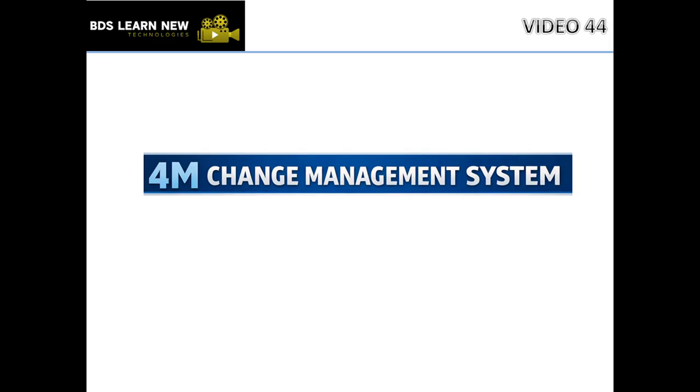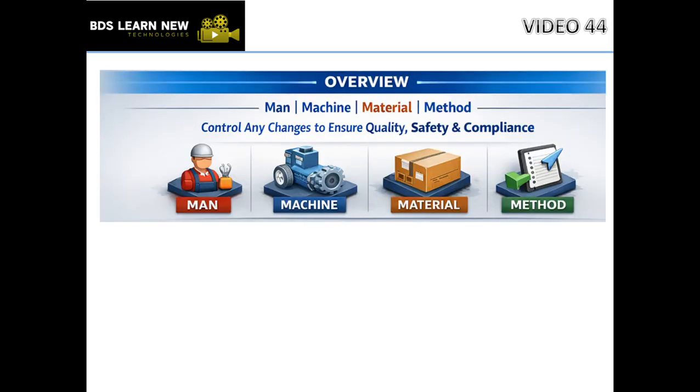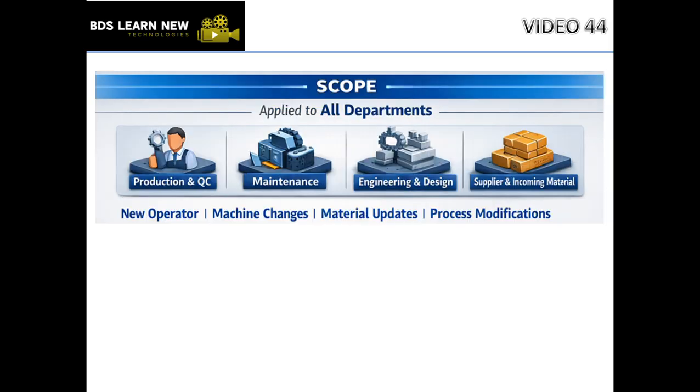Today's topic is 4M Change Management System. Overview: we have man, machine, material and method. It consists of controlling any changes to ensure quality, safety and compliance. So what are the things we have? Man, machine, material and method.